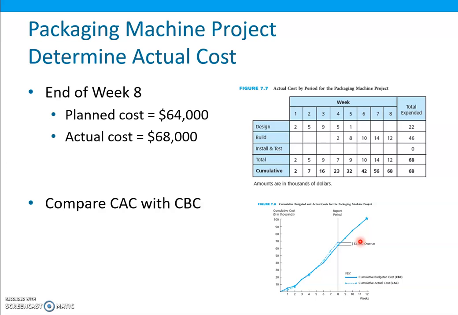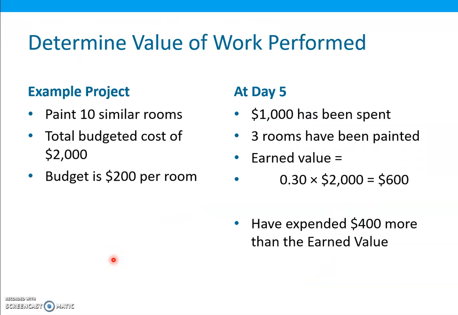Sorry. So here we are using some terms. One term is the cumulative actual cost, and the other is the cumulative budgeted cost. Budgeted cost is the planned cost. So the next step is to determine the value of the work performed.